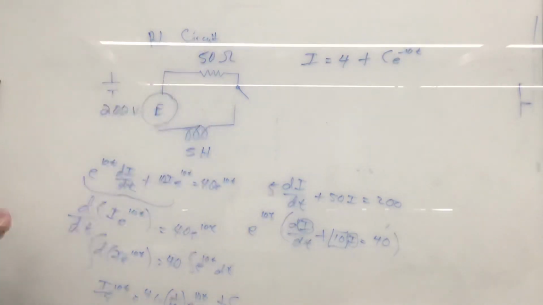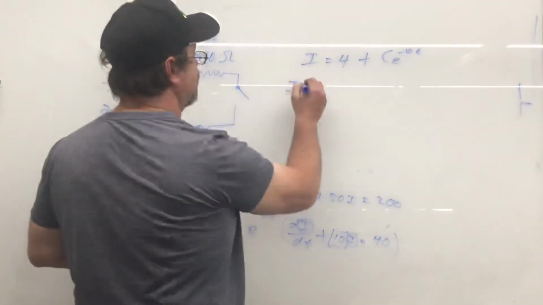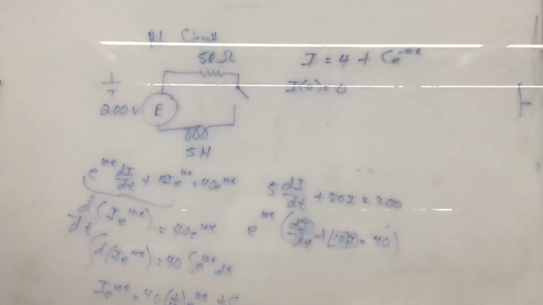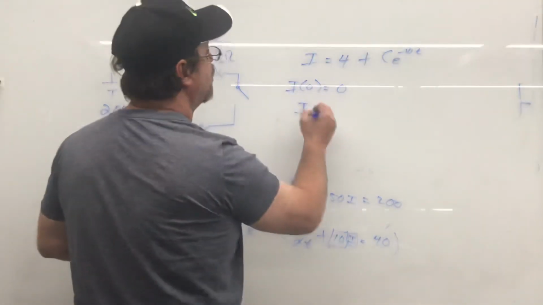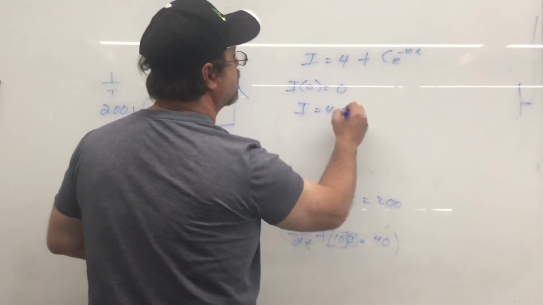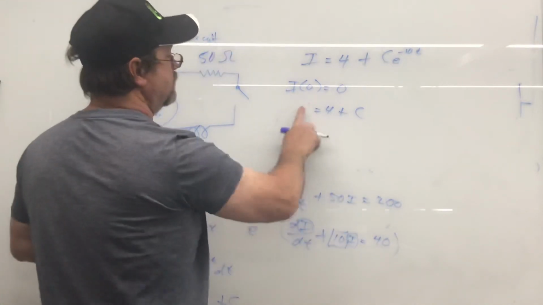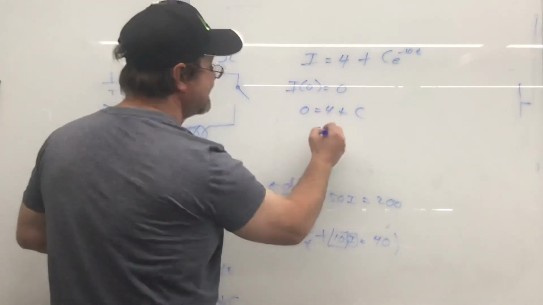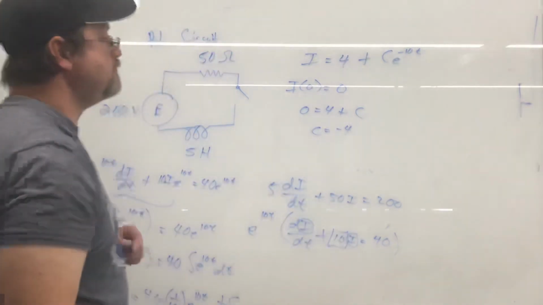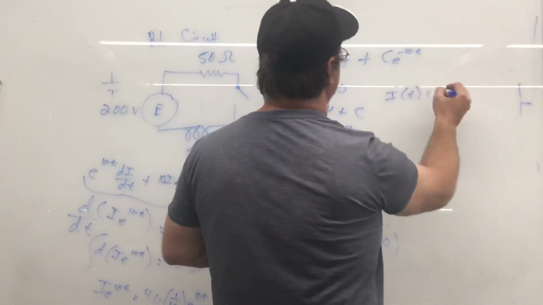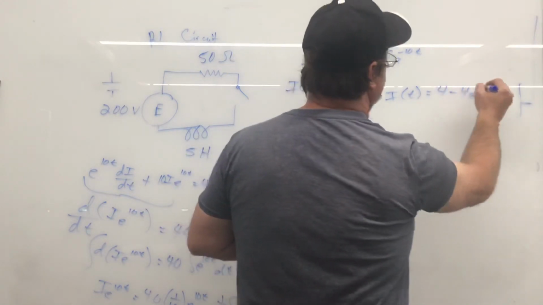But when I close that switch, at time 0, I of 0 is equal to 0. There's no current flowing. Therefore, when I look at this equation here, I say, well, I equals 4 plus c e to the 0, which is just 1. 0 equals that. C is minus 4. Therefore, my total current as a function of time is 4 minus 4 e to the minus 10t.